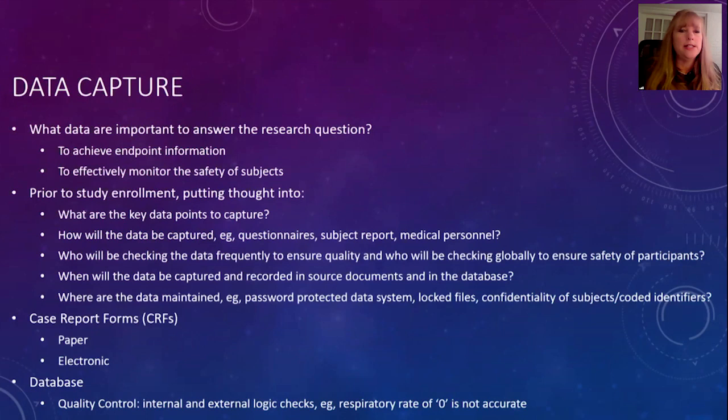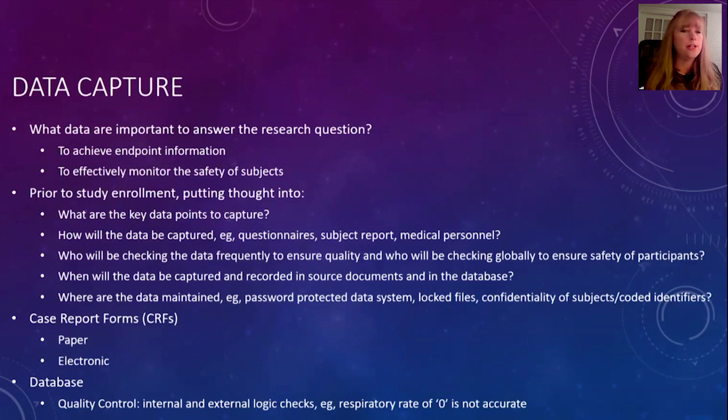The data need to be maintained securely and confidentially in a password-protected secure data system. If data are collected on paper, they need to be maintained in locked files to ensure the privacy and confidentiality of the subject's information. The participant's name and study code should also be in a secure file and accessible to limited key personnel.